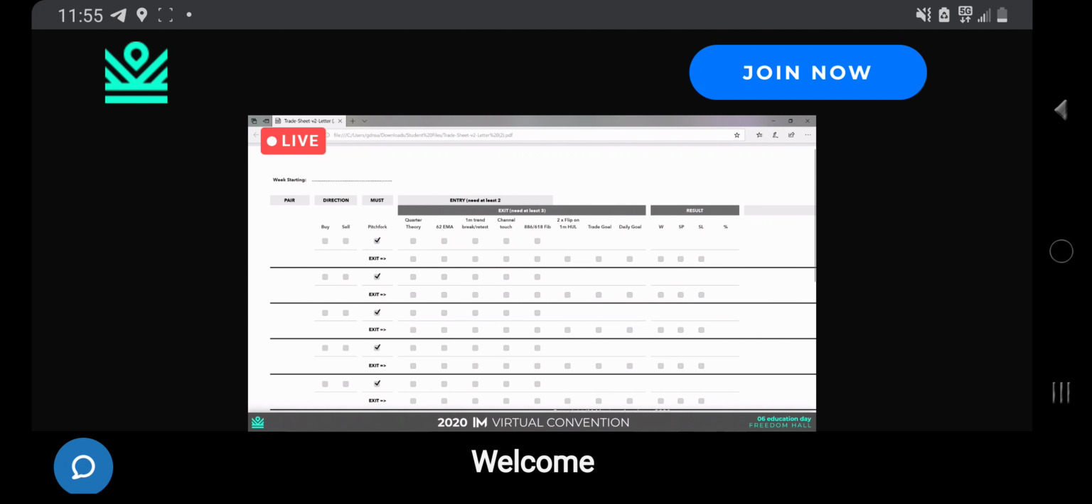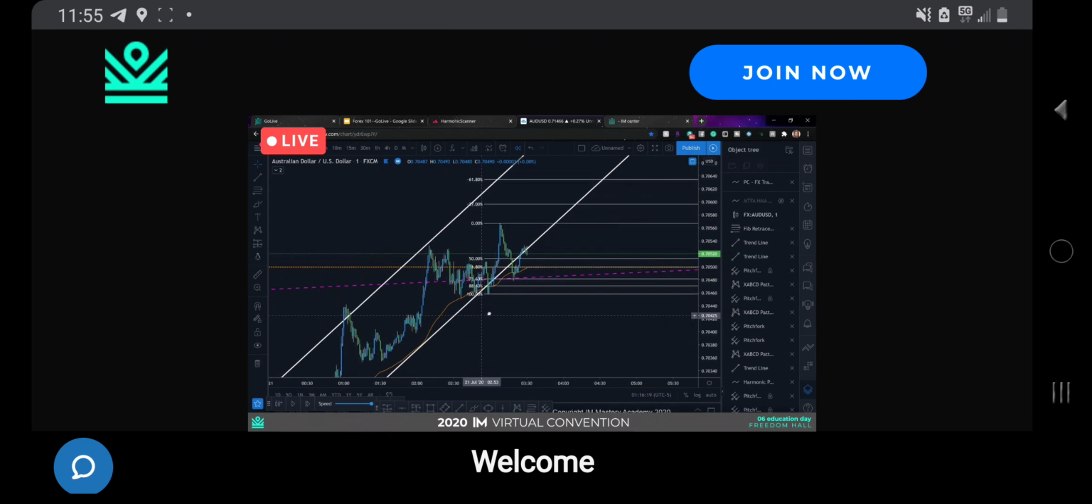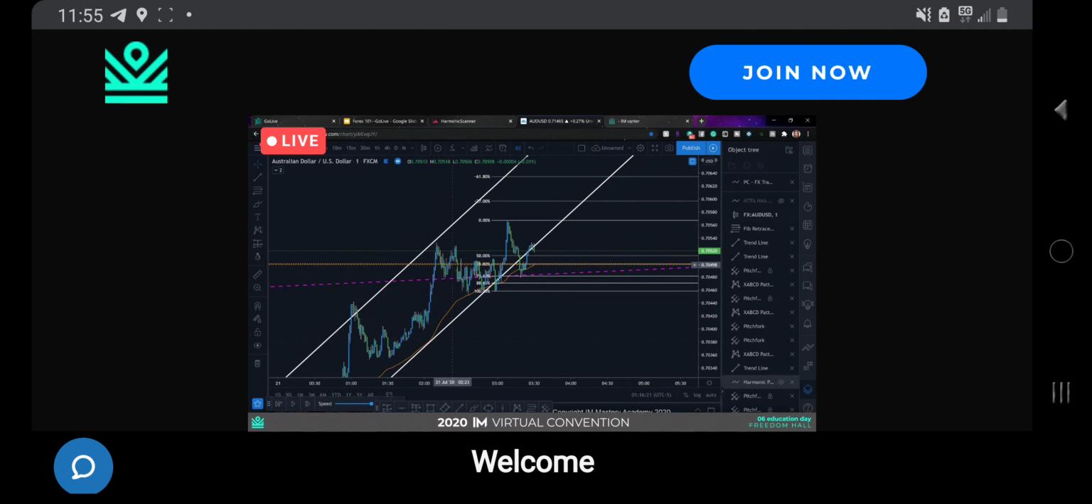Because when I was first trading, I would just look at the market right here, and I'd be like, well, quarter theory says sell, so I'd sell it. Or I would say pitchfork says buy, so I'd buy it. And I would have put the entire story together using a variety of confirmations.